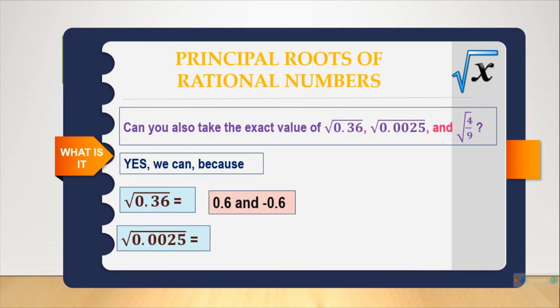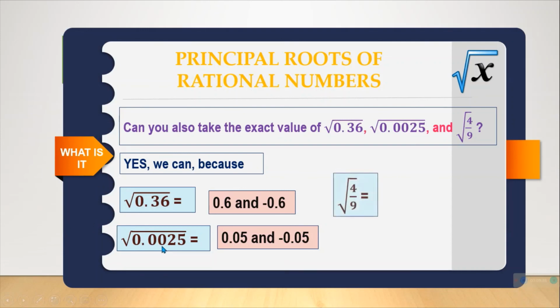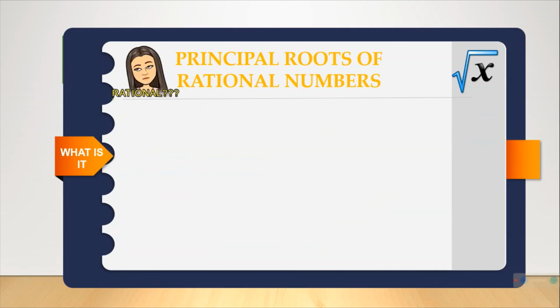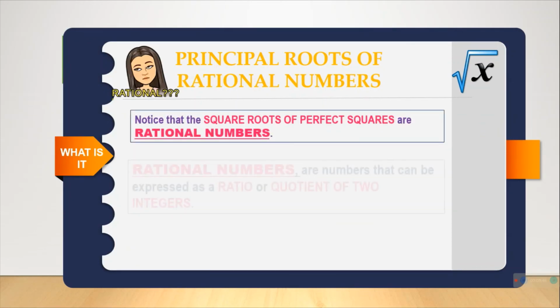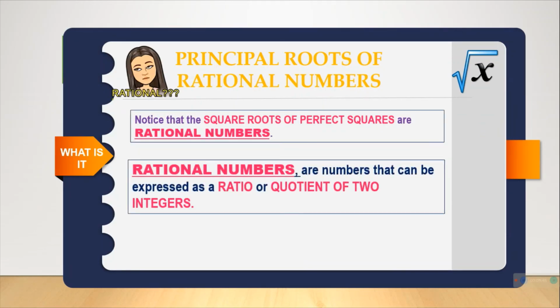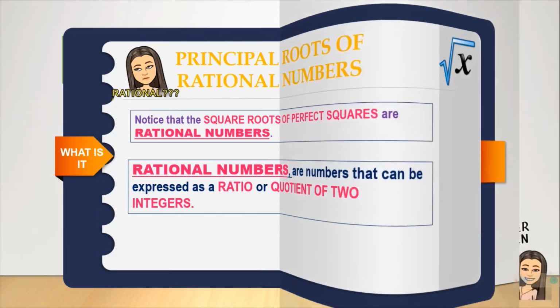Also, the square root of 0.0025 is 0.05. So, try to multiply it by itself, makukuha nyo itong nasa loob ng square root or radical. And then, the square root of 4 over 9 is equal to 2/3 and negative 2/3. Notice that the square roots of perfect squares are rational numbers. Rational numbers are numbers that can be expressed as a ratio or a quotient of two integers.